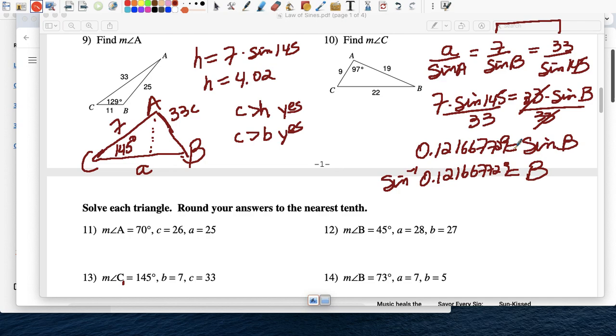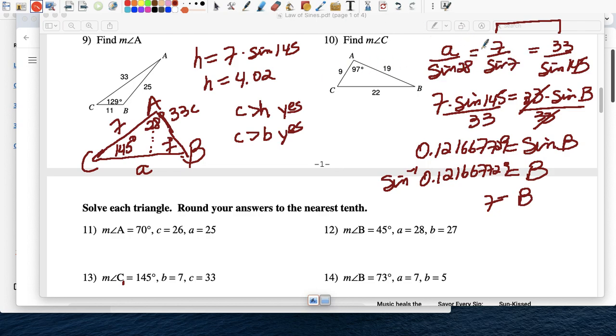Enter, and that angle is angle 7. B is 7 degrees. Now angle A is very easy to find: 180 minus 145 minus 7 gives us that angle A is 28 degrees. So let me go over here. I'm going to change this guy to 28, and I'm going to change this guy to 7. So this is 28, and this is 7.